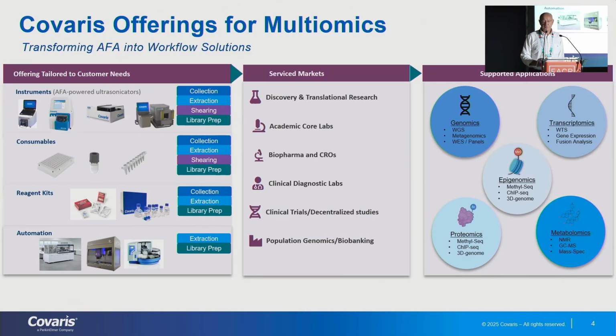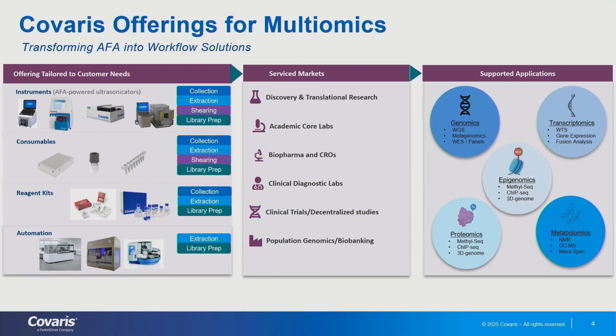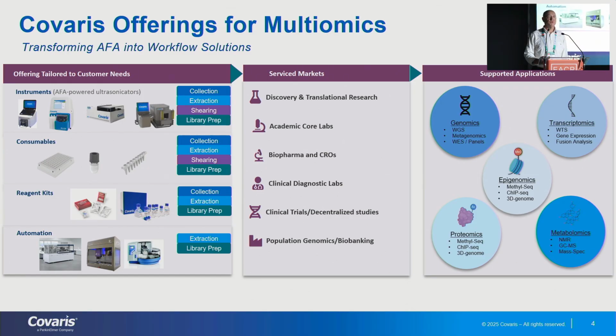So our offerings can be summarized like this, that we have instruments from single sample handling up to high throughput, 96 and 384 well systems. And for this we have then the consumables and the reagents that are required for certain applications. And we can automate this as well. And I'll come back to the automation regarding FFPE. And for this, we serve more or less any market that uses biological molecules. And we can also support applications for any kind of omics. So we have solutions for genomics, transcriptomics, methylomics, or methylation analysis. We can also do it for metabolomics.